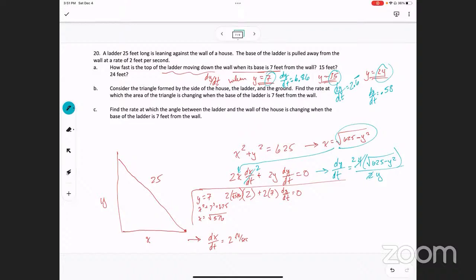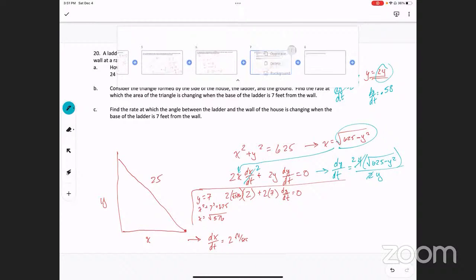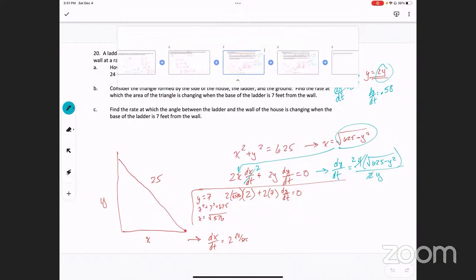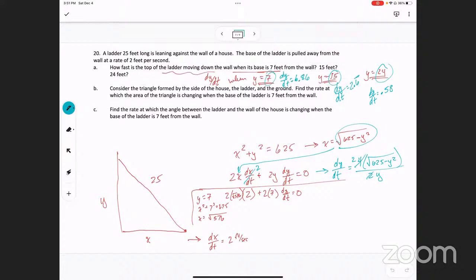All right, part B says, consider the triangle formed by the sides of the house, the ladder, and the ground. Find the rate at which the area of the triangle is changing when the base of the ladder is 7 feet from the wall. All right, so now I'm going to just duplicate this so that I can do this over again. So the rate at which the area is changing.